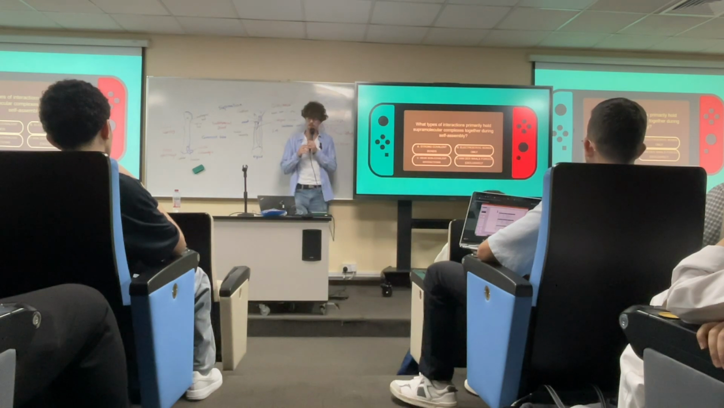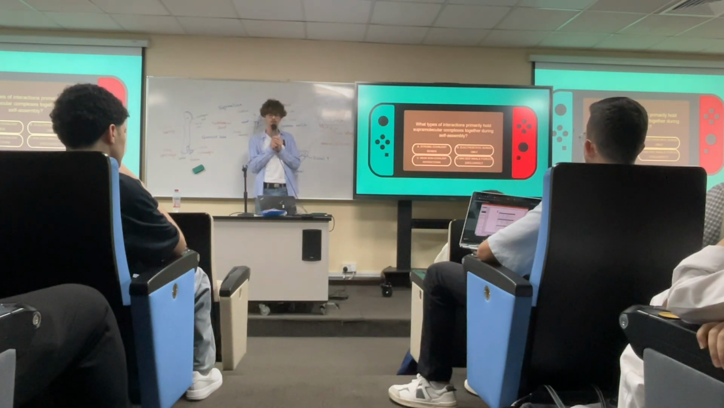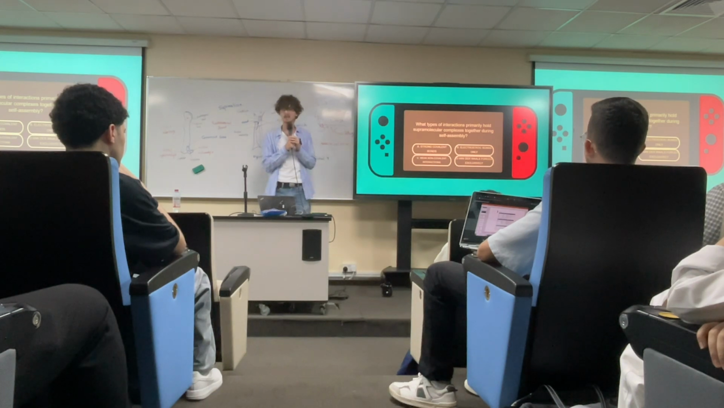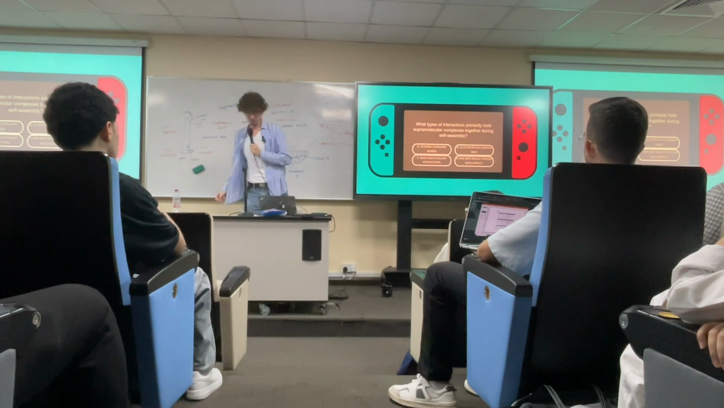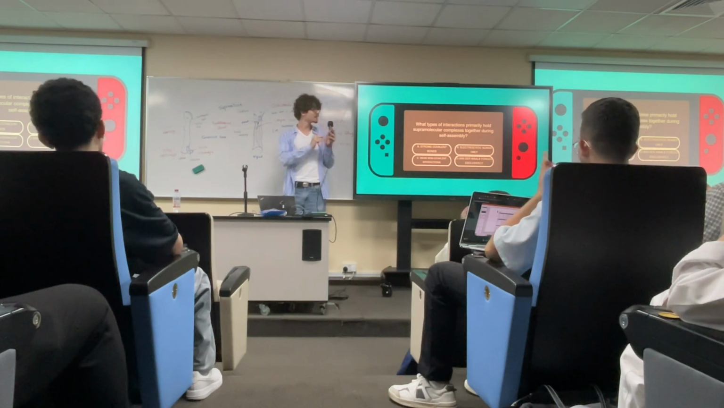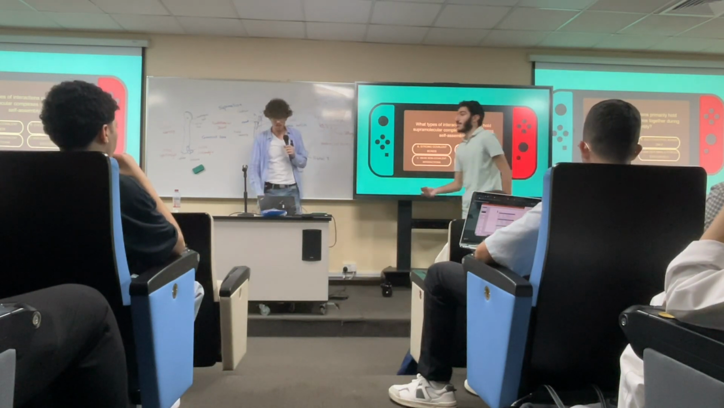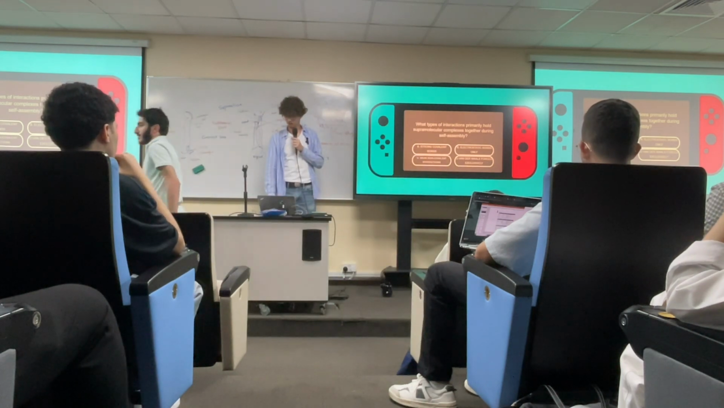Moving on to the next concept, which is self-assembly. So what type of interactions primarily hold the supramolecular complexes together during self-assembly? I want new hands. Anyone has any idea? Go ahead. Yes, correct. Here you go. Round of applause, everyone. So that's correct. They are held together by non-covalent interactions.